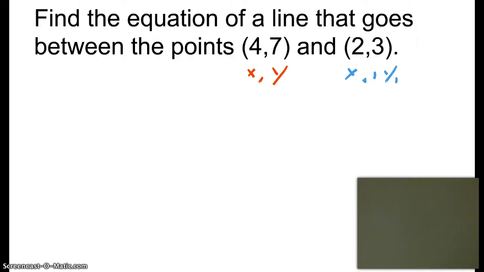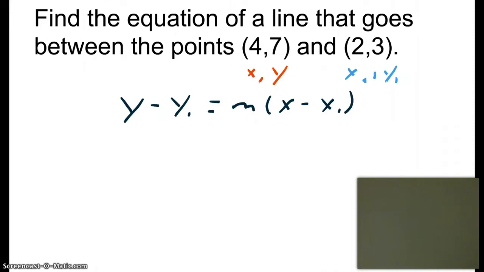We know our point-slope form is y minus y1 equals m times x minus x sub 1. Right? And now it's just a matter of plugging in. We need to figure out slope. Alright, that's our first thing. Our first goal is to figure out what slope is.